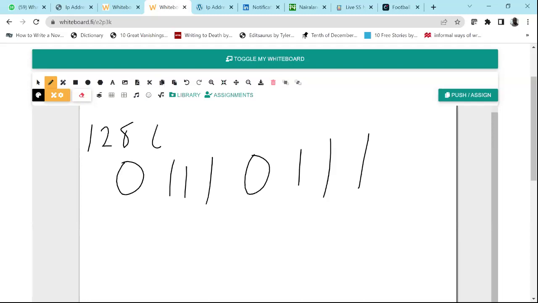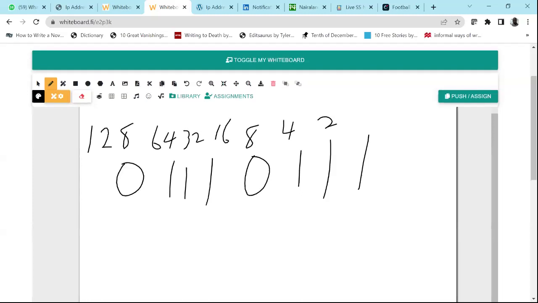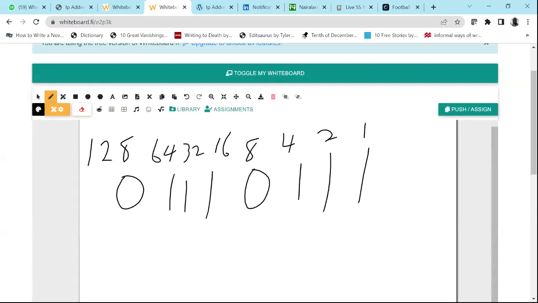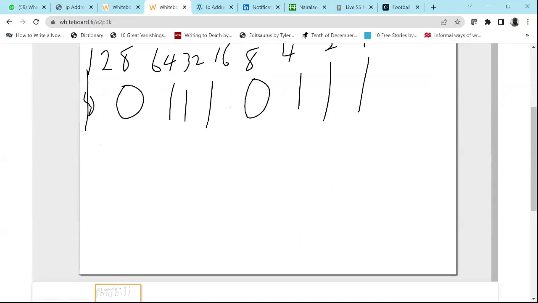64. The next one is what? 32. Yes, so you're just dividing by 2: 16, 8, 4, 2, 1. Okay, so to convert this to binary, please ignore this one.